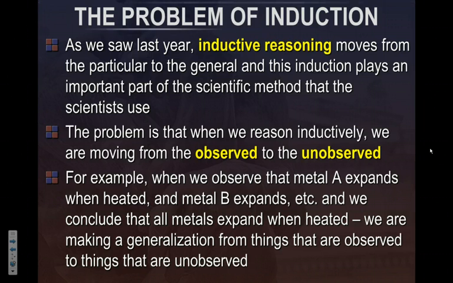In this example, I'm going to mention metals, okay? So as a scientist, you heat a metal, and it expands as you heat it. And then you grab another metal, and you heat it, and it expands. And then another metal. At what point can you make a jump in logic and say, all metals expand when heated? Do you have to test all the metals? More accurately, can you test all the metals? And even more accurately, do you even know what all the metals are?